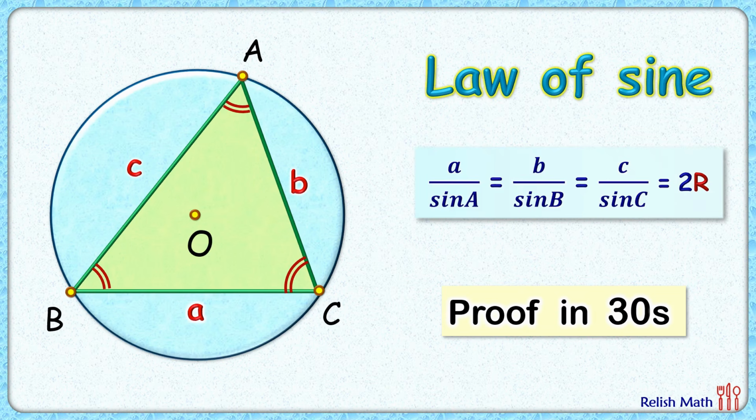In this video, let's check the proof for the famous law of sines, which states that if we have a triangle with sides a, b, c and a circumcircle, then the ratios a upon sine A, b upon sine B and c upon sine C will be equal, and that is also equal to the diameter of this circumcircle. And this proof is so simple, we can do it in 30 seconds.